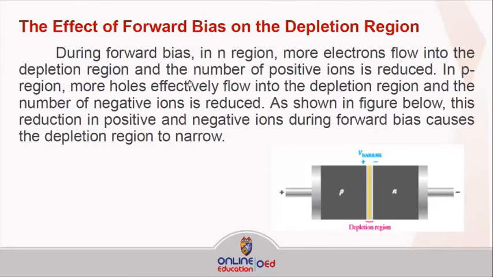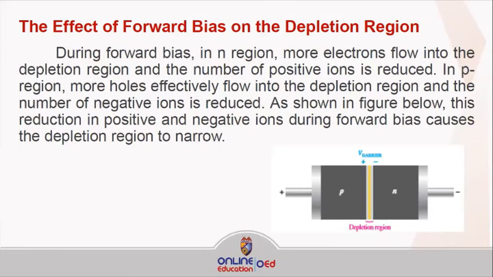Now we will discuss the effect of a forward bias on the depletion region. Ano ba yung epekto ng forward bias sa depletion region? During the forward bias in the N region, more electrons flow into the depletion region and the number of positive ions is reduced. In the P region, more holes effectively flow into the depletion region and the number of negative ions is reduced, as shown in the figure below. Then the reduction in positive and negative ions during the forward bias causes the depletion region to narrow.